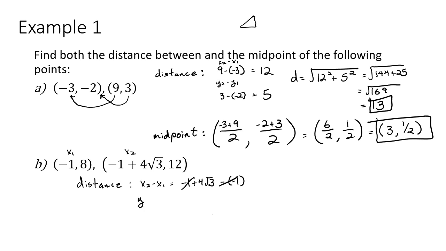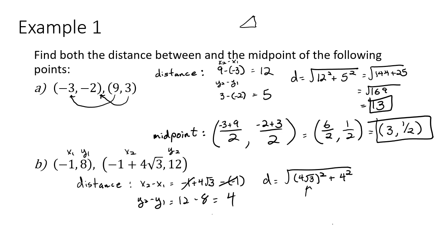For the y values, we've got y2 minus y1, which would be 12 minus 8. So those would be 4 apart. And so now we can find the distance by taking the square root of those two distances squared. Distance between the x's squared plus distance between the y's squared.